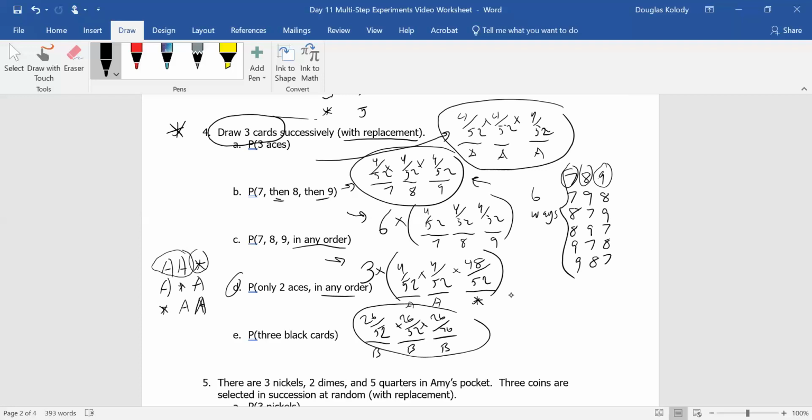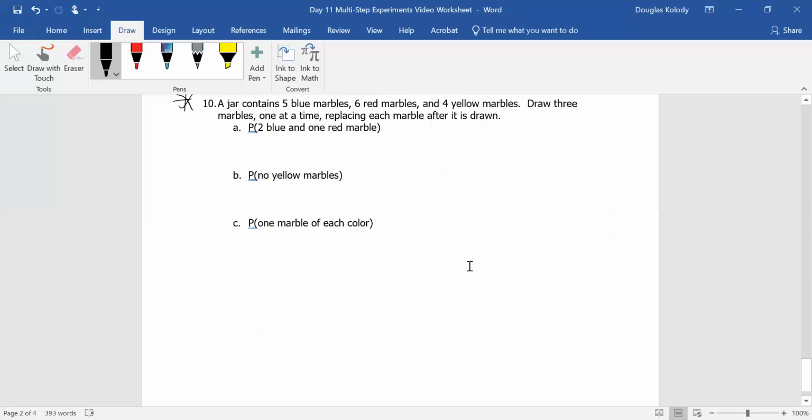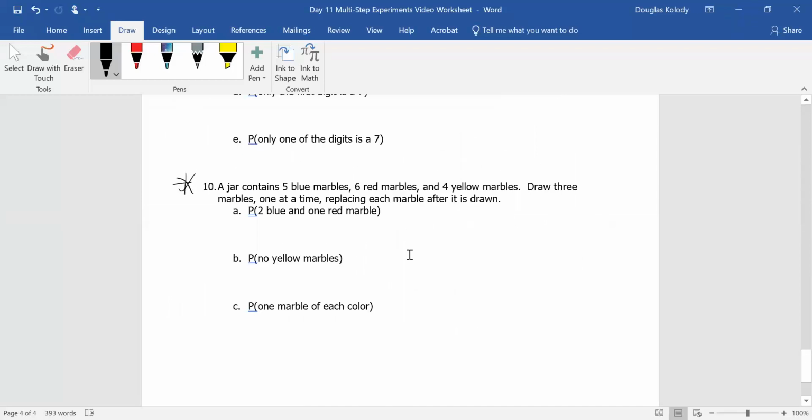All right, let's see if we can get one more question in. Let's go all the way down to number 10. Number 10 says there are 15 marbles. And I'm just cutting to the chase because I'm running low on time. 2 blue and a red. So we got blue, blue, red. How many blues are there? 5. 5 out of 15. Another blue is 5 out of 15. Red is 6 out of 15.